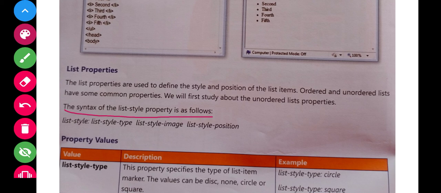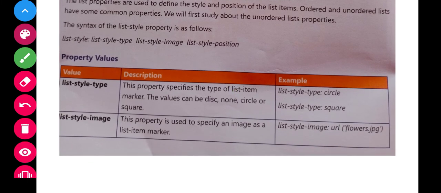Got it? What is the method or what is syntax of properties? List style. List style means what is the style of our list. We are talking about unordered list, so list style is UL. List style type, list style image and list style position. These three are properties of our list. Next is property values. These are property values which we will describe.